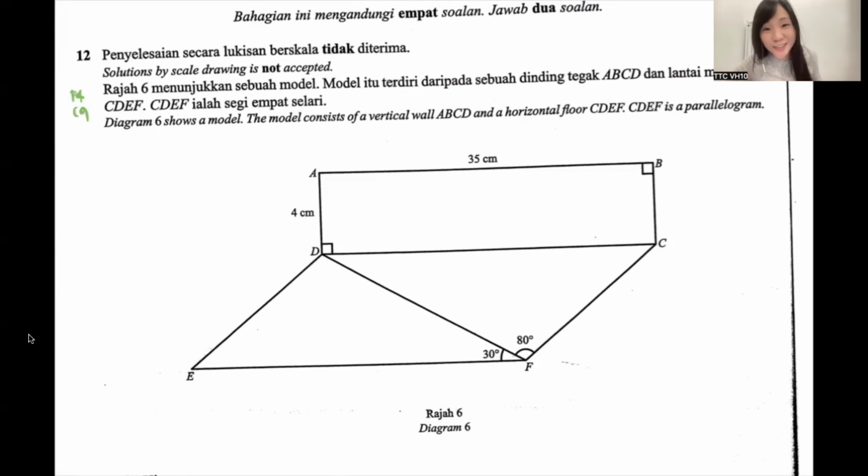The next one, question 2 of section C. I look at it and I straight away know. From form 4 chapter 9, solution of triangle. They say a solution by scale drawing is not accepted. That means this is not drawn to an accurate scale. Diagram 6 shows a model. The model consists of a vertical wall ABCD and a horizontal floor CDEF.